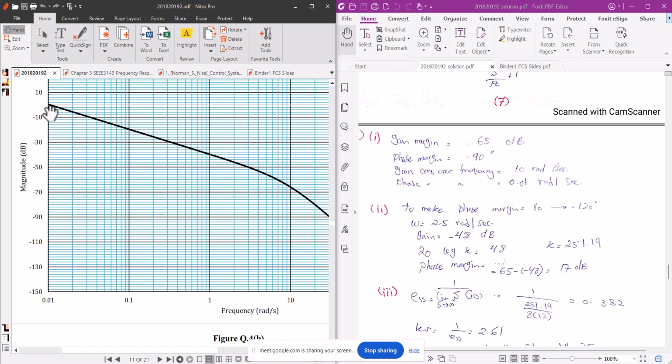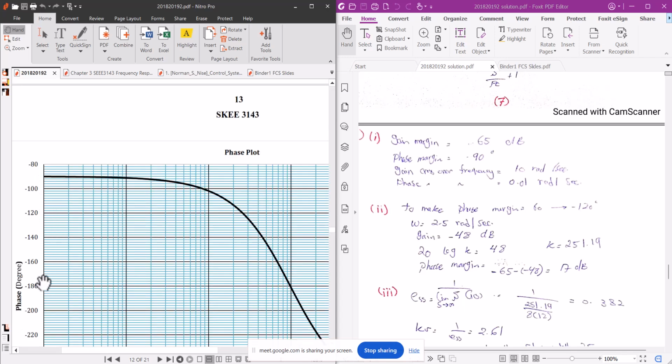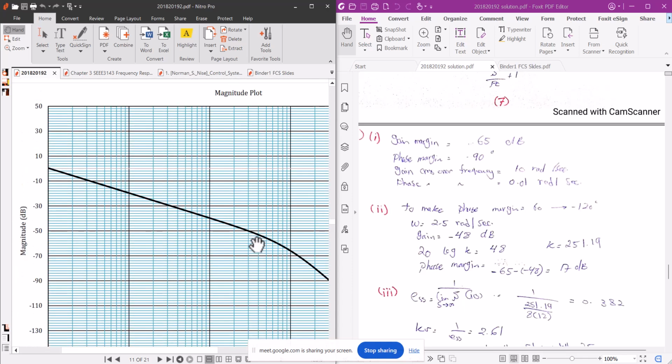Initial gain was 0, but you need a gain of minus 48 dB in order to make your phase margin 60. In order to obtain the phase margin of 60 degree, you need that much gain. So just take 20 log of k is equal to minus 48. This is the formula for this magnitude term. 20 log of k is the gain. So divide 48 by 20, and then take its anti-log, 10 raised to the power 48 over 20.